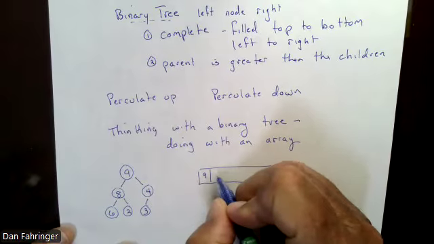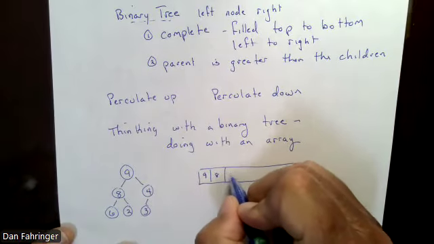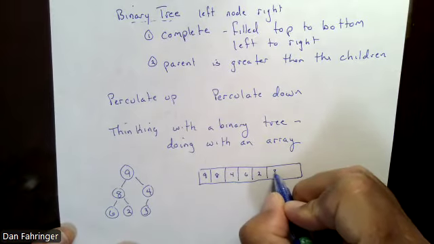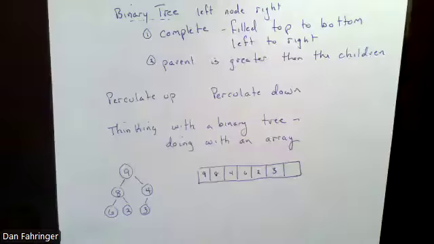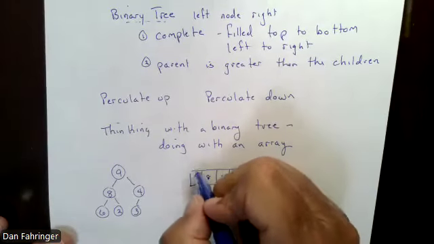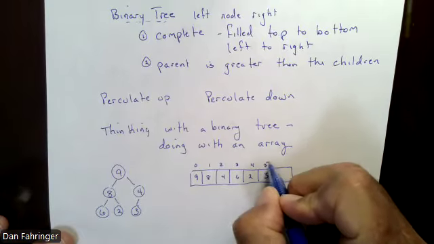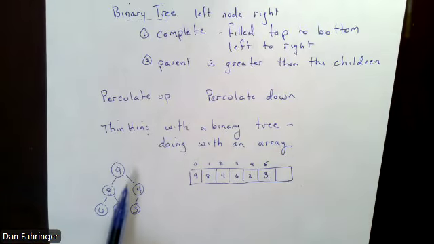9, 8, 4, 6, 2, 3, at indices 0, 1, 2, 3, 4, 5. So we're going to be thinking of it as a binary tree, but working with it as an array.